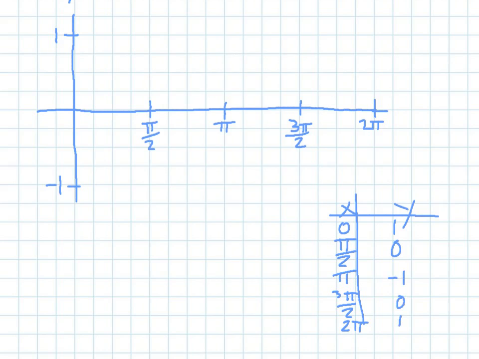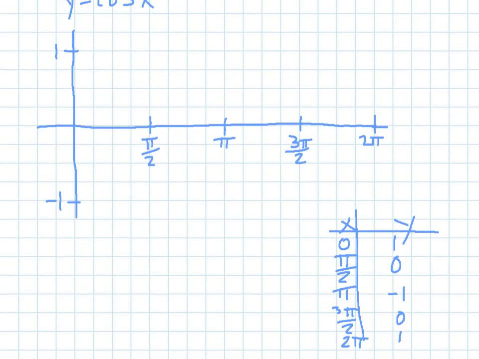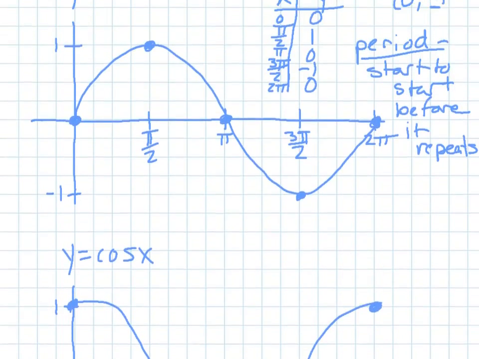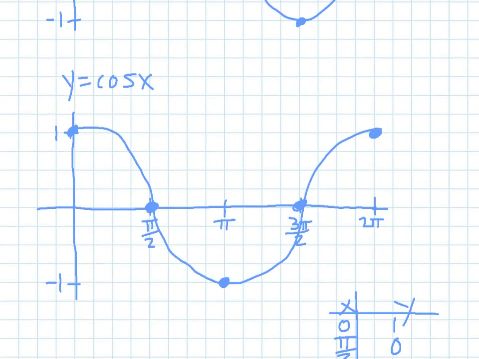Okay, so notice how we got back to the value of 1. So graphing this, we have 0, 1, we have pi over 2, 0, we have pi, negative 1, and then 3 pi over 2, 0, and then 2 pi, 1. Okay, so then the graph for cosine looks like that.